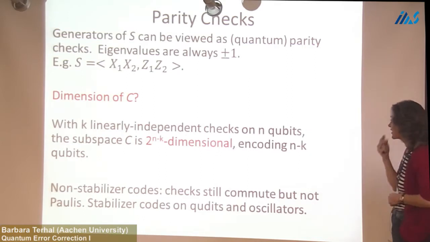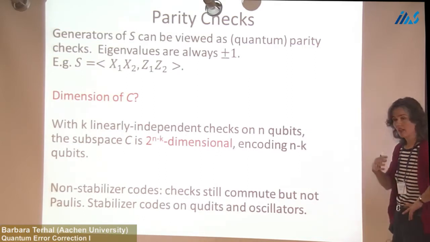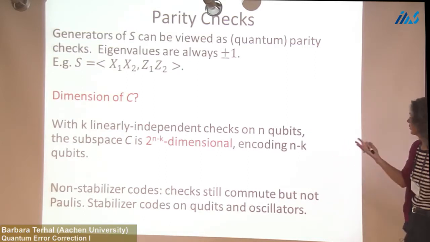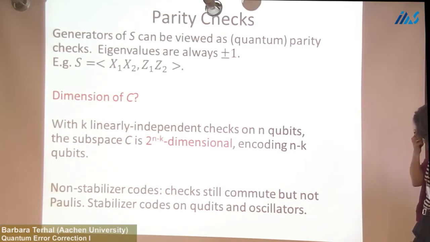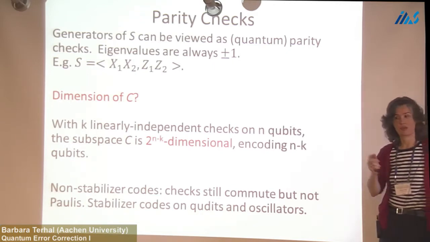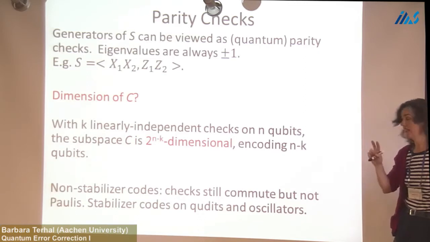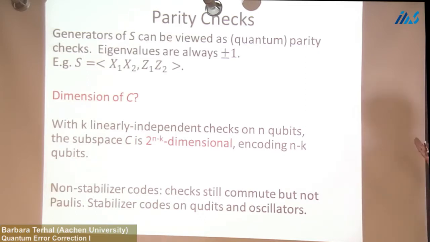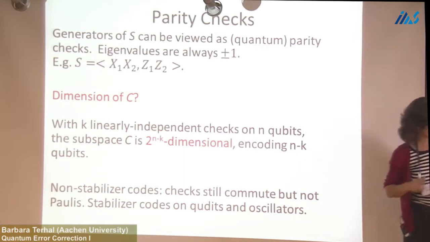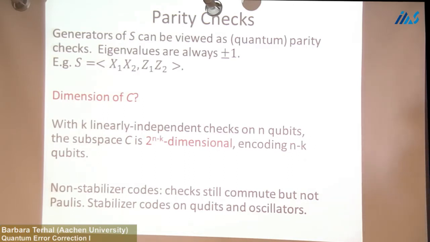Okay, so for the non-stabilizer codes, there are classes of codes related to so-called Levin-Wen models. The checks still commute, but they're not Paulis. So you don't have that nice structure where operators either commute or anti-commute, or the eigenvalues are +1 or -1. And like I said, there are also generalizations to qubits and oscillators, and we'll come to that in the second lecture.